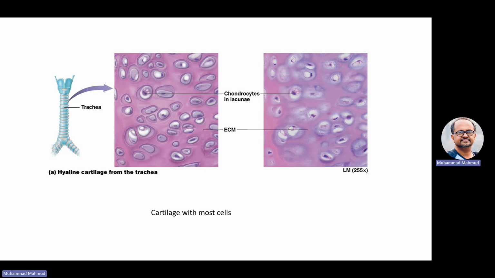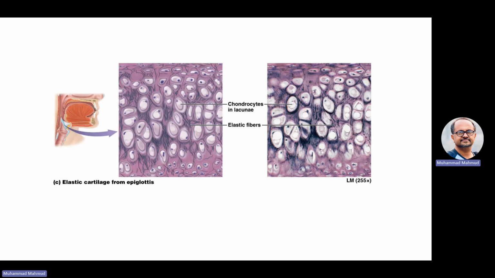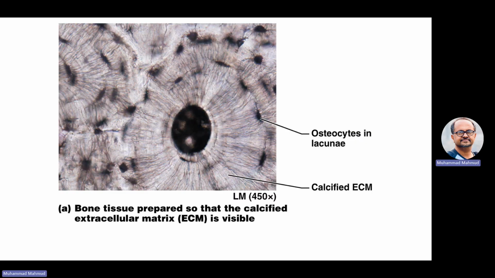Special connective tissues are bone and blood. As you see here, this is the bone, actually cartilage. The hyaline cartilage in our trachea, we find this type of cells, chondrocytes. Chondro means cartilage, so cartilage cells are chondrocytes. It looks like this under the microscope. Fibrocartilage, that's another type of cartilage. Then we have elastic cartilage from the epiglottis. So these are different types of cartilaginous tissues.